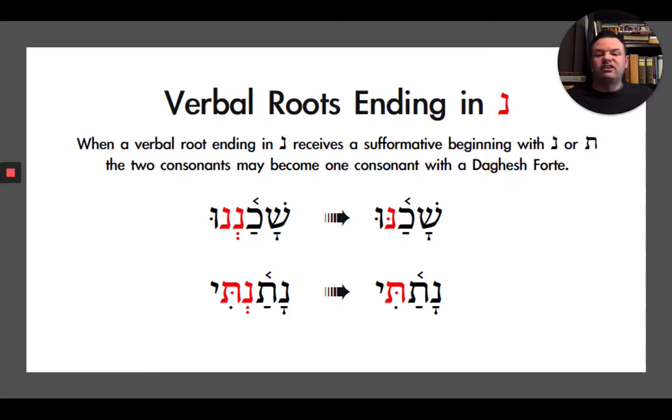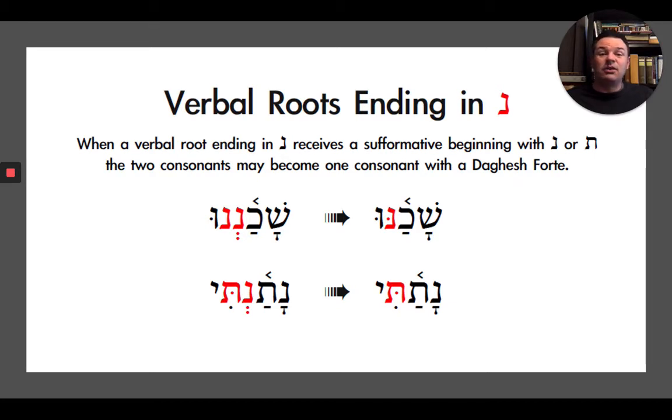Natan, which is to give, natanti, it becomes natati. So you've got the noon assimilating into the tau there. In the shakan, becoming shakanu, you've just got the doubling of the noon. In this one, you've got the noon, what is called assimilating into the tau.